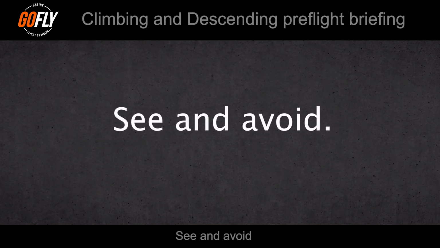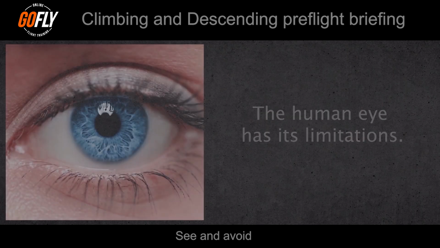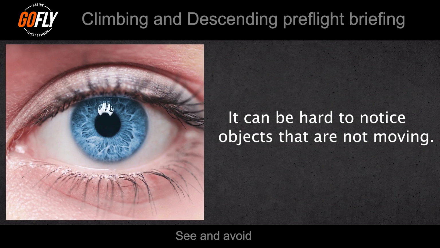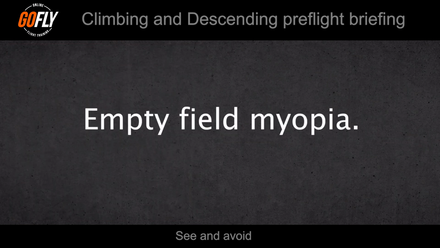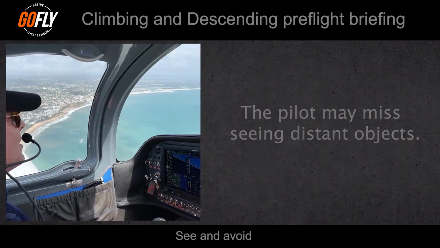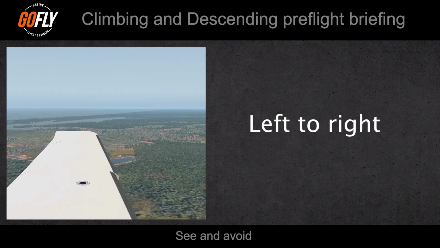It is important that all pilots take a good look out for other aircraft during their flight. The human eye has its limitations. We do not tend to see objects very well if they are not moving. Also, there is a phenomenon known as empty field myopia. This is a condition when there is nothing for the eyes to focus on. They automatically focus a few meters ahead of the aircraft. The pilot, being unaware of this, may miss distant objects such as aircraft on the horizon.